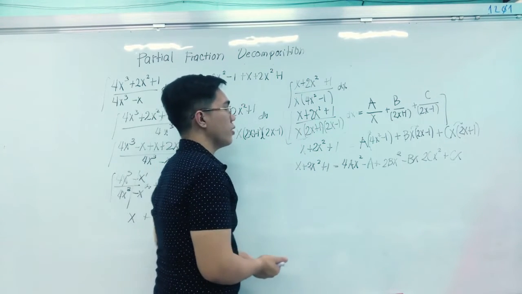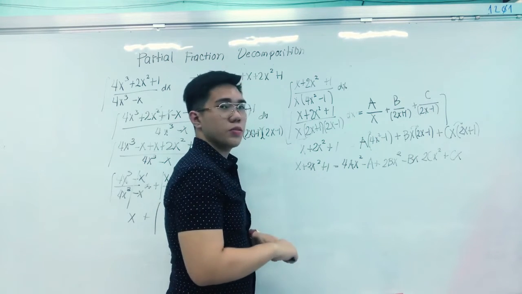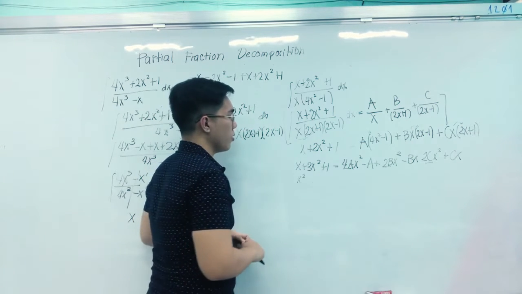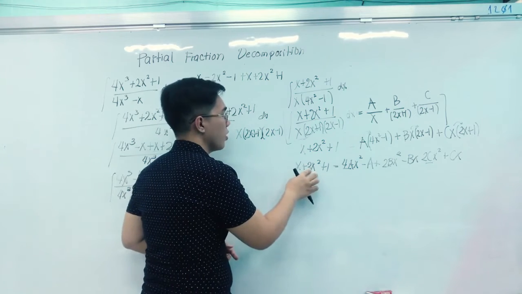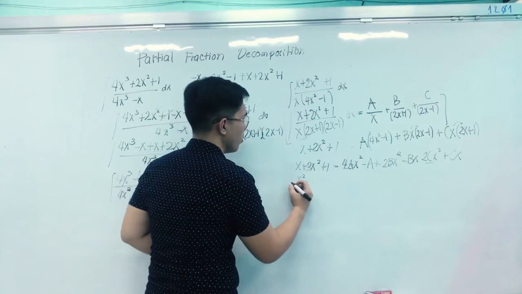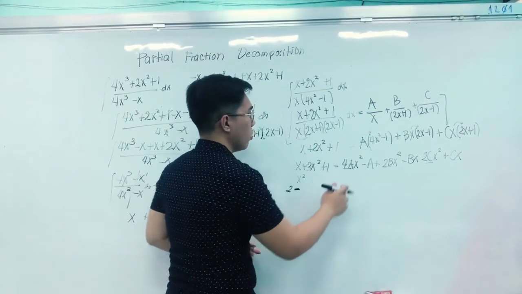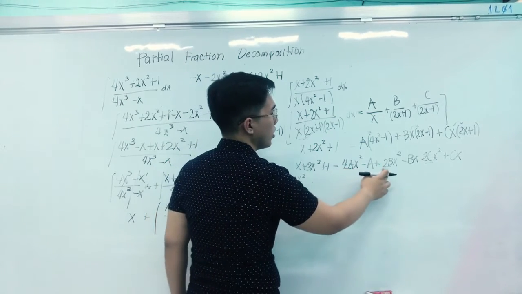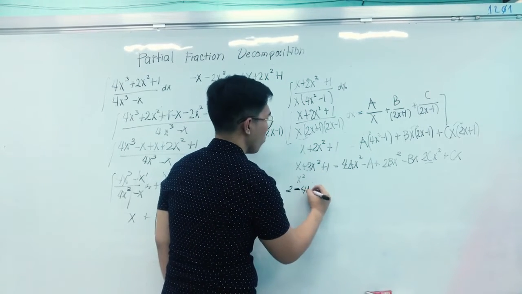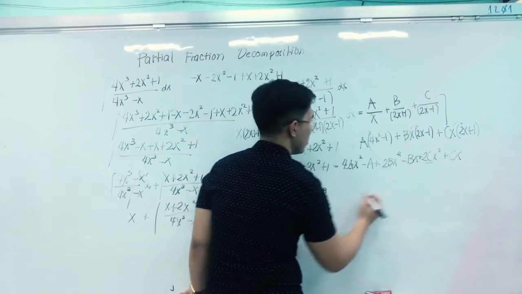So we must find the value of each constant by grouping all x squared terms, all x terms, and then all the constant terms. Let's now write all the x squared terms starting from the left side of our equation. So on the left side, our x squared term is only 2. So we write 2 is equal to, and on the right side of the equation, all the x squared terms are 4a, 2b, and 2c. So we write 4a plus 2b plus 2c.